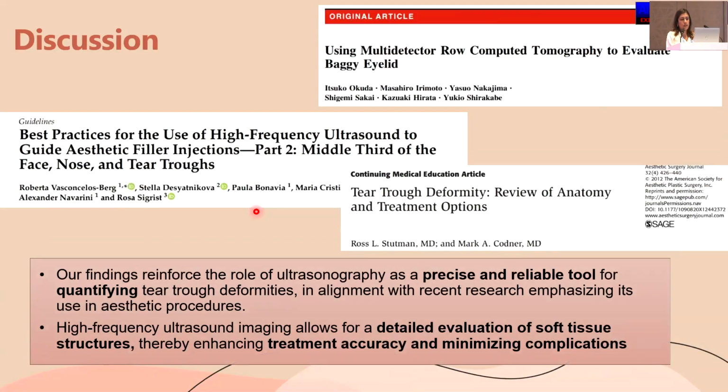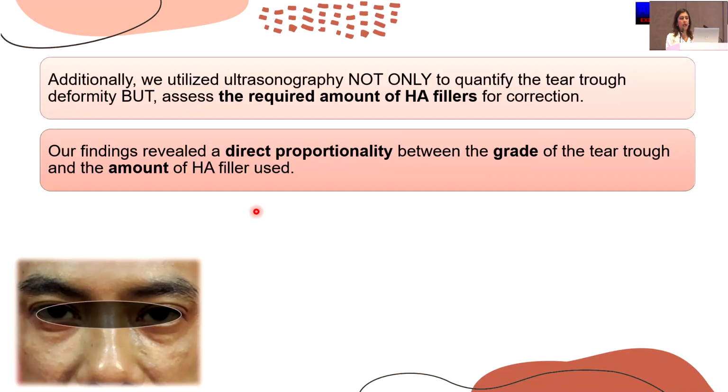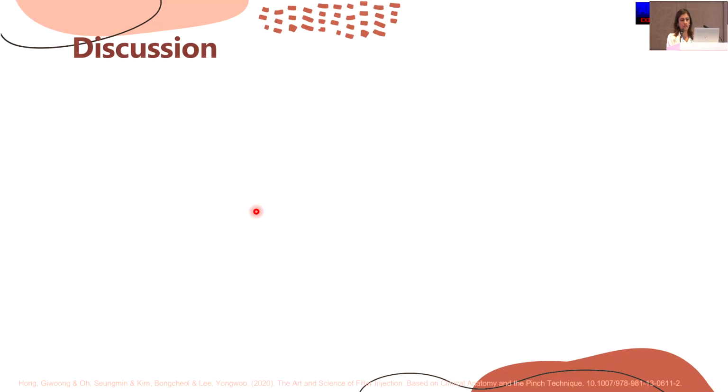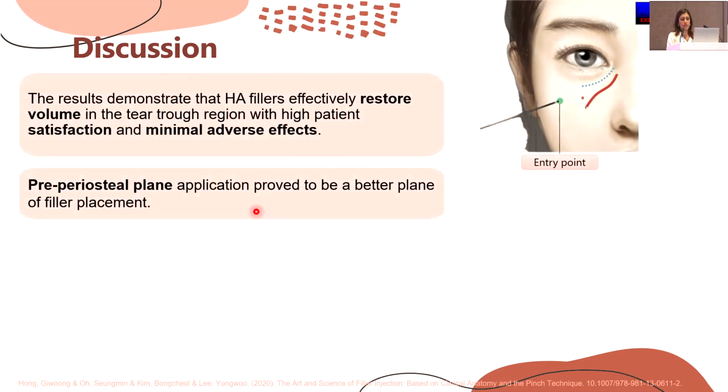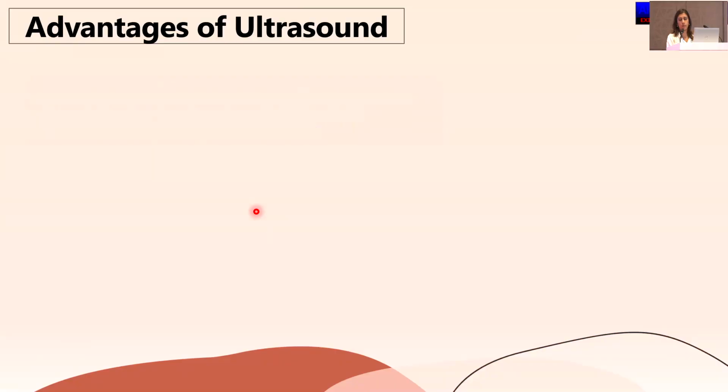Our study reinforces the role of ultrasonography as a precise and reliable tool, in alignment with recent research. Additionally, we utilize ultrasonography not only to quantify the tear trough, but also to assess the amount of HA fillers needed for its correction. Our study revealed a direct proportionality between the grade and the amount of HA fillers used. Also, HA fillers effectively restore the volume with high patient satisfaction and minimal adverse effects in the periosteal plane, and blunt tip cannula was the preferred choice.